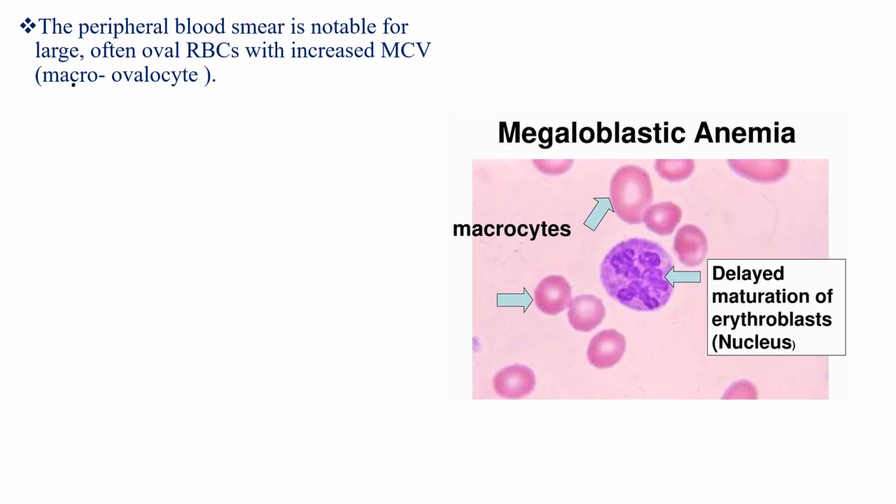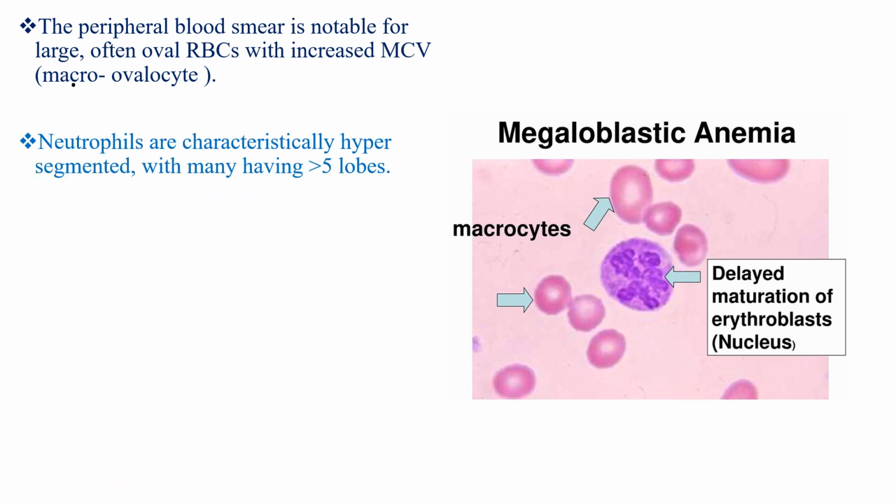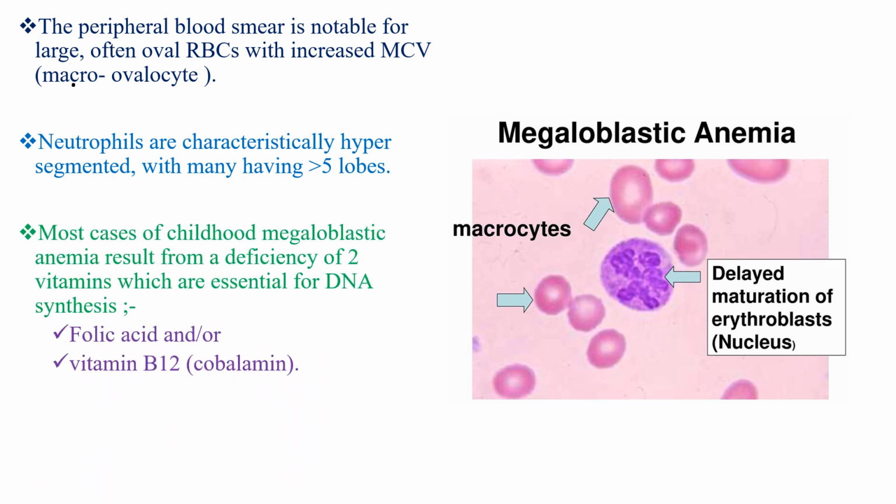The peripheral blood smear is notable for large, often oval RBC with increased mean corpuscular volume, or macro-ovalocytes. Neutrophils are characteristically hypersegmented, with many having greater than 5 lobes. Most cases of childhood megaloblastic anemia result from deficiency of two vitamins, which are essential for DNA synthesis. Those are folic acid and B12, or cobalamin.